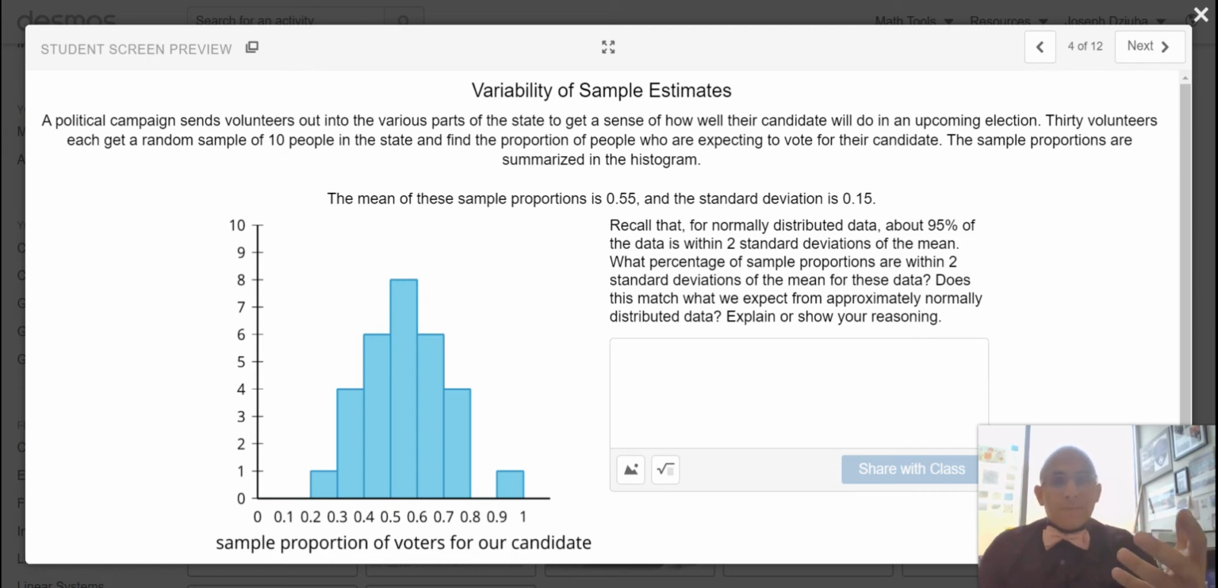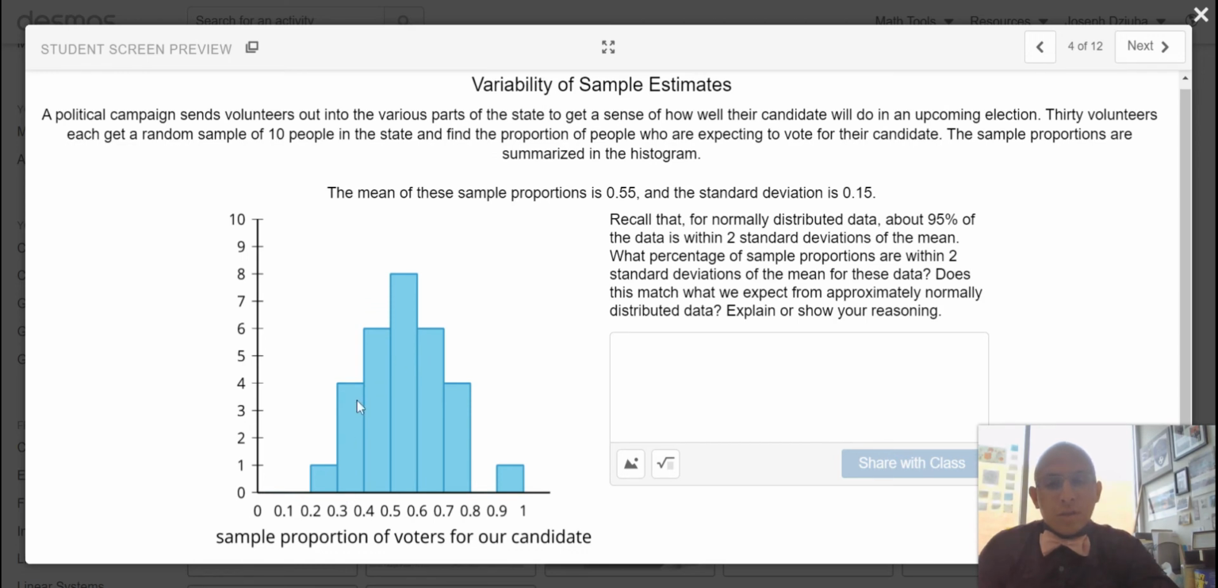At this point, when we have information like that, we need to tap into this idea of a normal distribution and break down our data accordingly over the 68, 95, 99% ranges. As evident here, recall that for normally distributed data, about 95% of the data is within 2 standard deviations. What percentage of sample proportions are within 2 standard deviations of the mean for these data? Does this match what we expect from approximately normally distributed data?